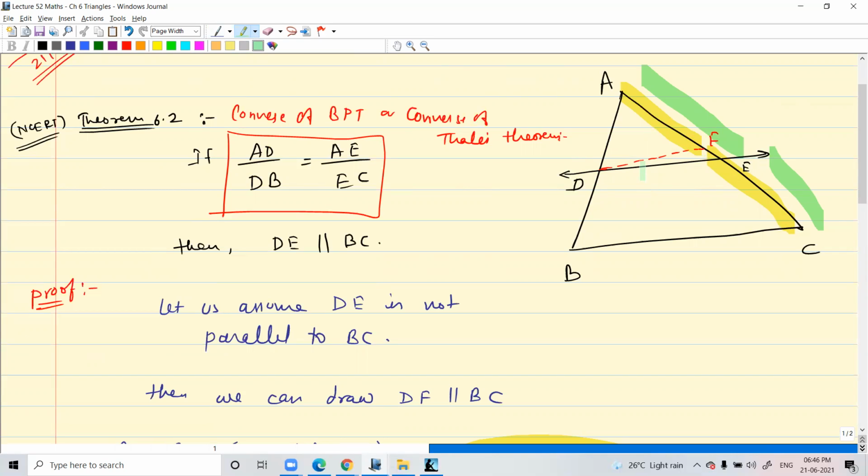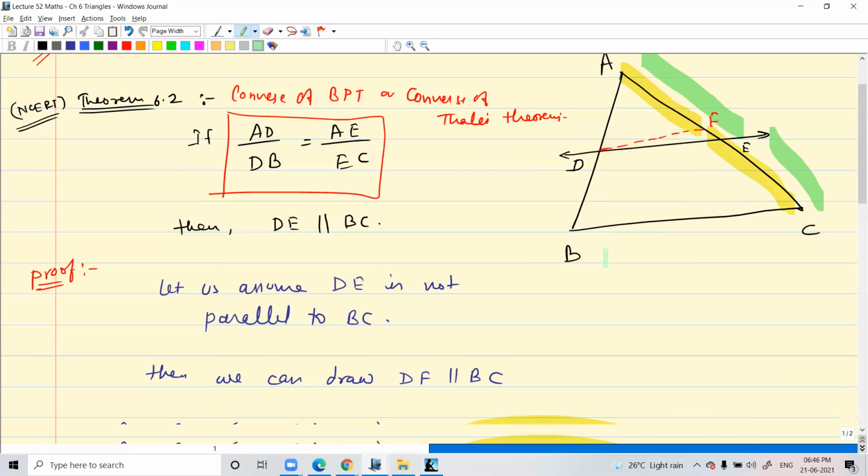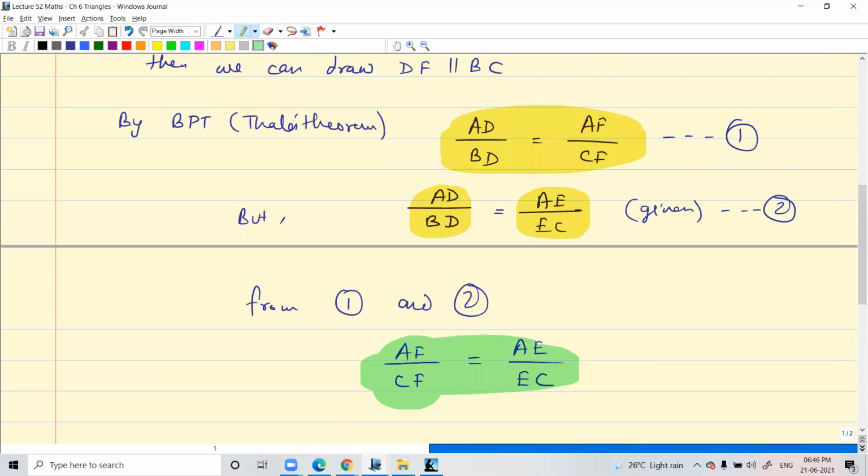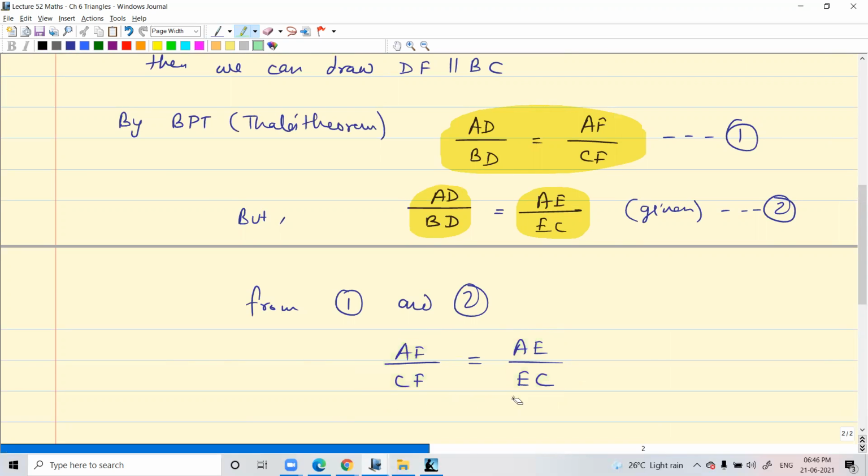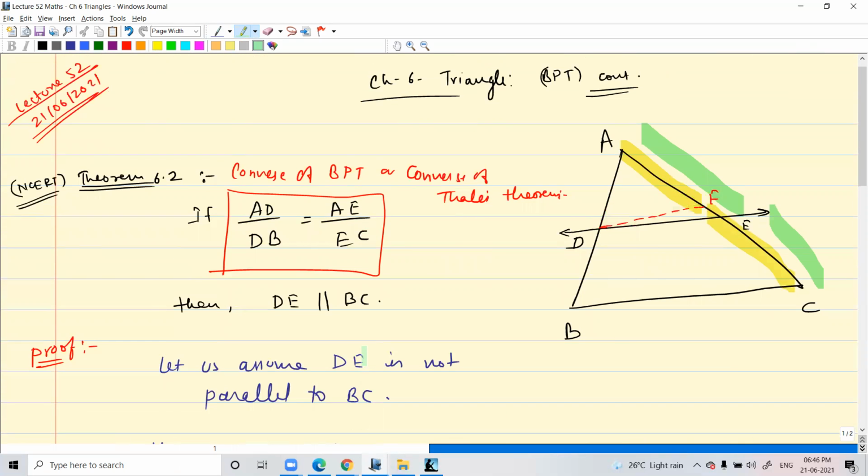Is that making any sense to you people? See, what is happening here? We said let it not be parallel. So we have drawn it like this, but we will prove that DE cannot be away from DF. DE has to be lying on DF. Only then this ratio we have got here, AF by CF is equal to AE by EC, is possible, when E and F are lying at the same point. That means these two are not two separate lines, but the same line. Which means that since DF we had drawn as a parallel line by construction, DE also has to be parallel to BC.